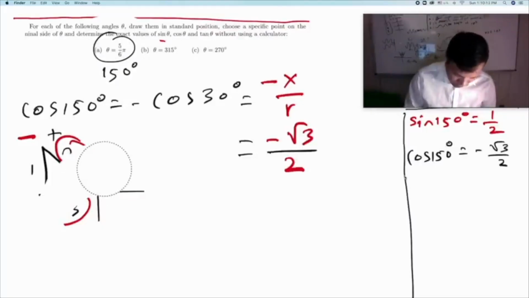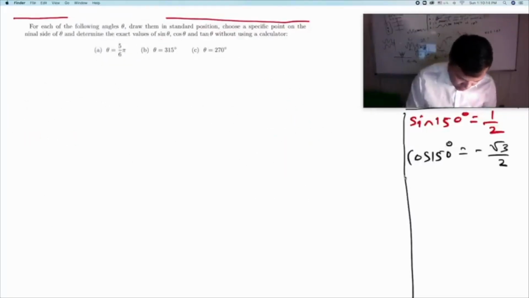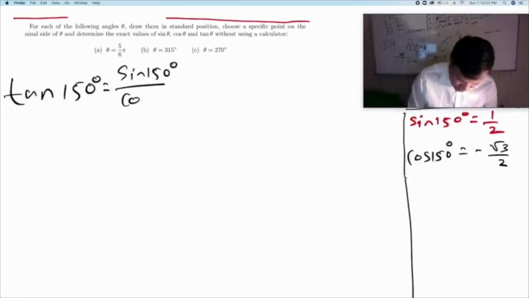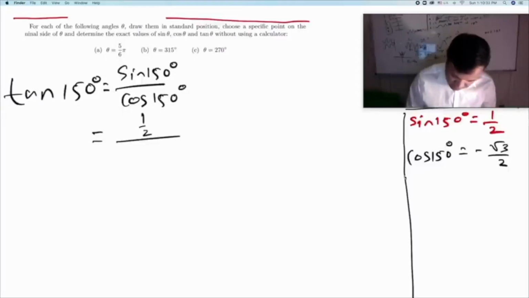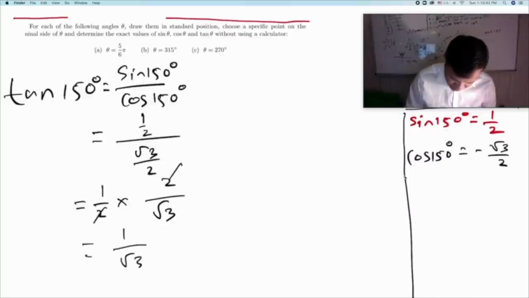Okay, now we're gonna do tangent. Tangent 150 degree is equal to sine 150 degree over cosine 150 degree. Sine 150 degree is 1/2, and cosine 150 degree is negative square root of 3 over 2. So 1/2 times 2 over square root of 3. The 2s cancel, so it is 1 over square root of 3. Now I have to rationalize it, multiplying by square root of 3 over square root of 3. That gives us square root of 3 over 3.